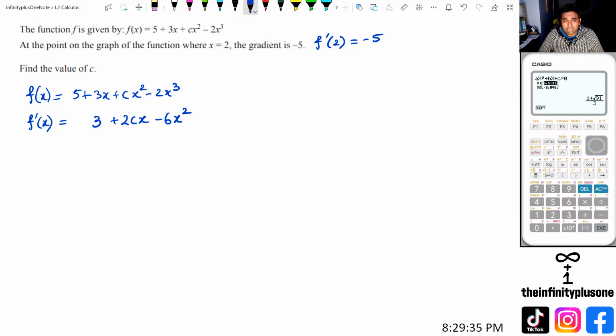And that's all we really need for this question, because we know that f dash of 2 is 5, we're just going to put down 5 is equal to 3 plus 2 times c times 5 minus 6 times 5 squared. Oh, not 5. Sorry, what am I doing? Should be 2. My bad. Sorry. This should be 5. This should be 2 and 2 squared.